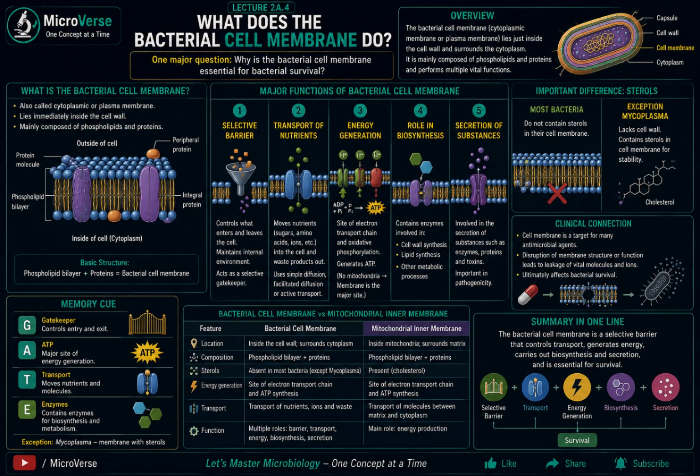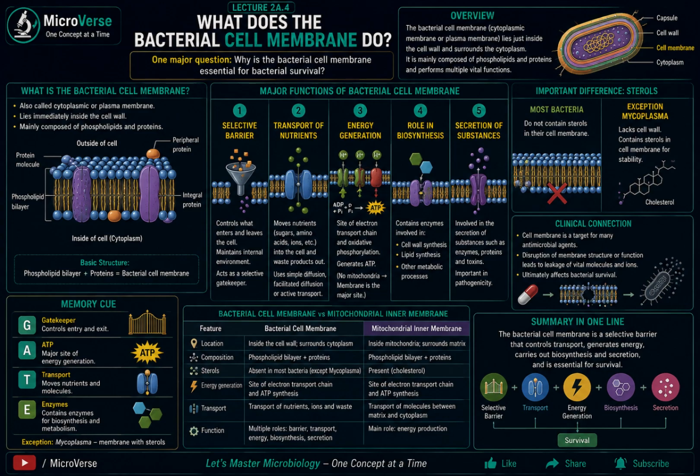The bacterial cell membrane is also an important target of certain antimicrobial agents. Some antimicrobials disrupt the structure or function of the bacterial membrane. When membrane integrity is disrupted, the cell can lose essential ions and molecules, ultimately affecting bacterial survival. So, once again, understanding bacterial structure helps us understand how antimicrobial drugs work.